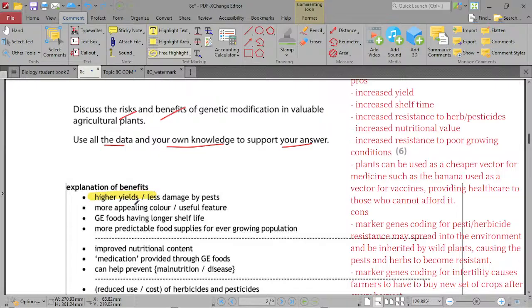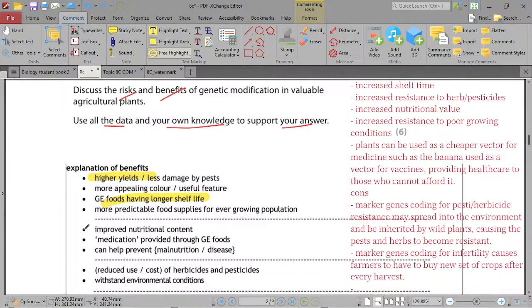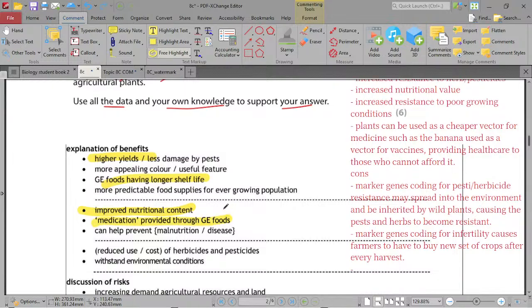higher yields, less damage by pests, longer shelf life, more predictable food supplies for an ever-growing population, improved nutritional content, medication provided through GE foods, genetically engineered foods, reduced cost, reduced use or cost of herbicides and pesticides, withstand environmental conditions.